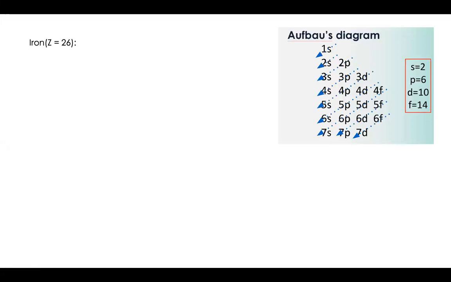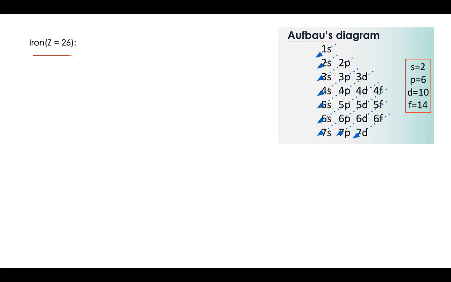Now let's review an element from the transition area, remembering that transition elements are the ones that we have in the B groups, the ones in the center of the periodic table. We have, for example, iron, which has an atomic number of 26. We are going to determine first its electron configuration.